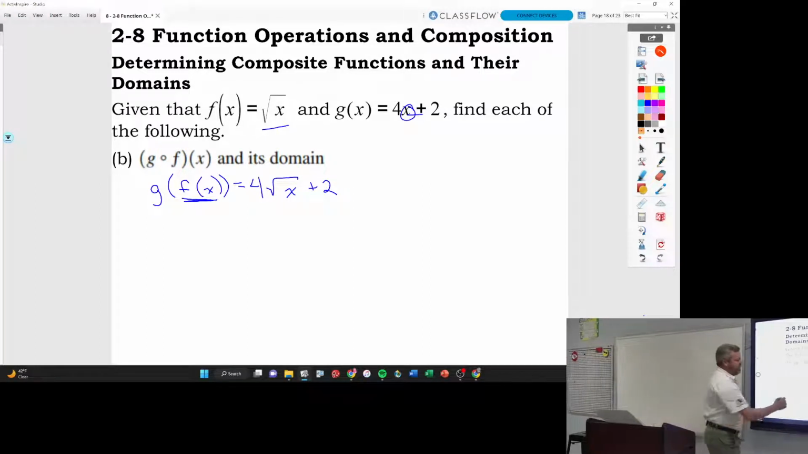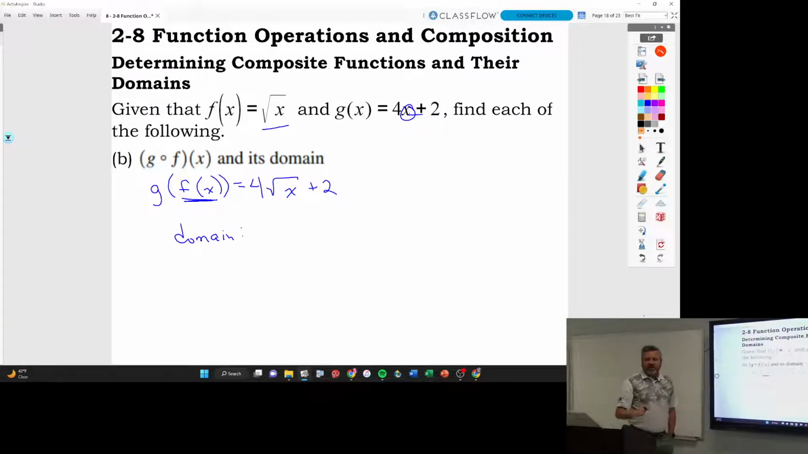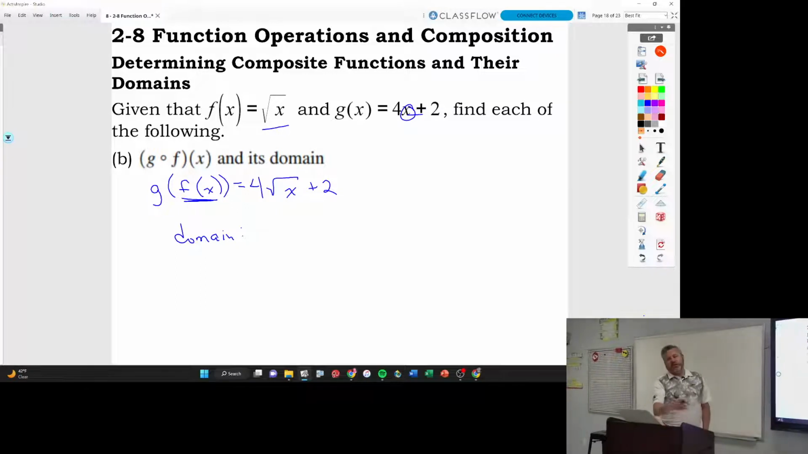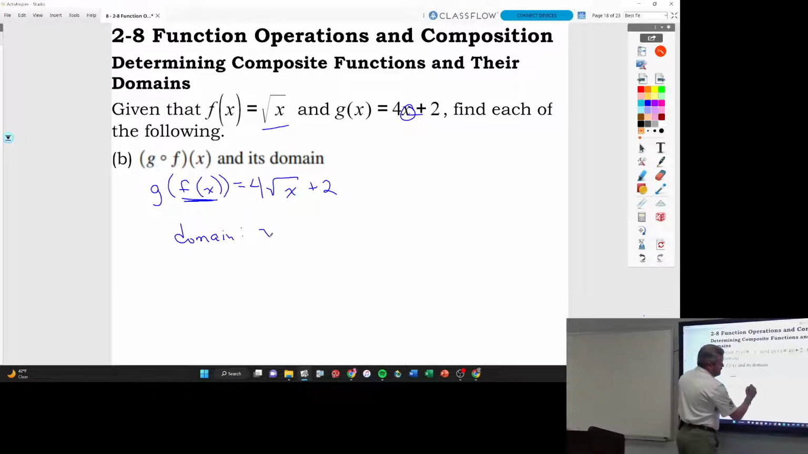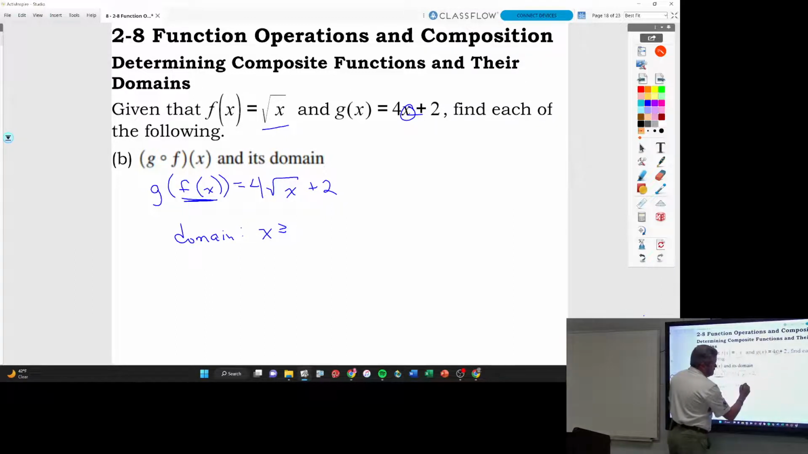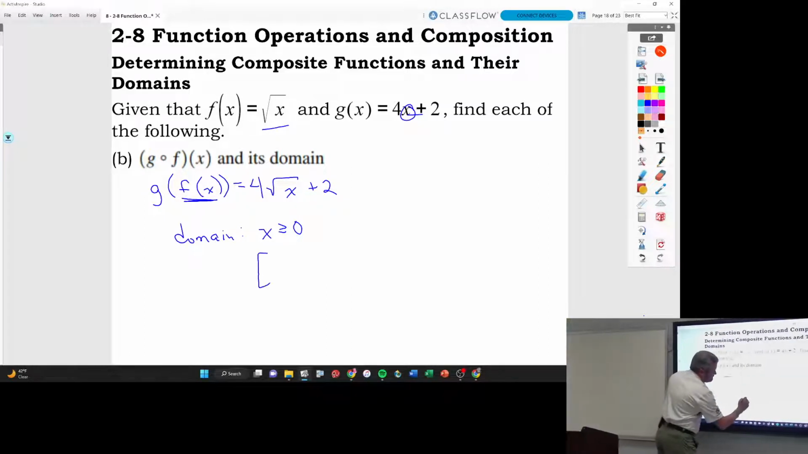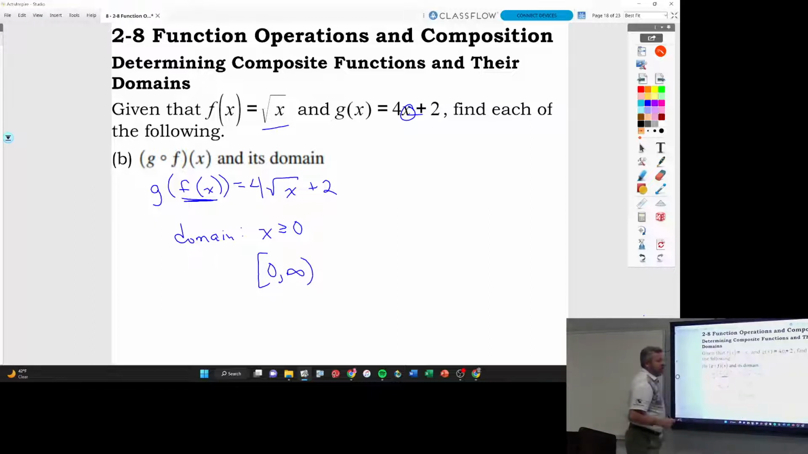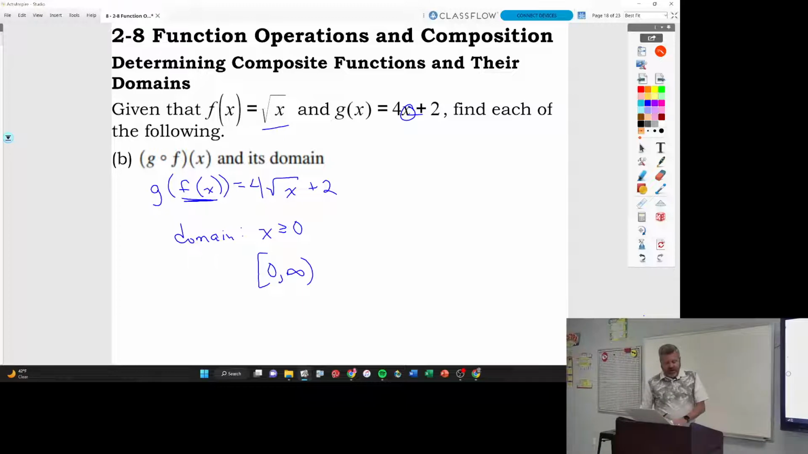For the domain on this, remember, we always start with the domain can be anything, and then we look for the exceptions. We do have a square root here. We cannot have the square root of a negative number, so we know that x has to be greater than or equal to 0. And there's nothing to do to simplify that. It's done. And so that means x can be anything from 0 to infinity. A bracket around the 0 meaning, yes, 0 is included as a part of that domain.